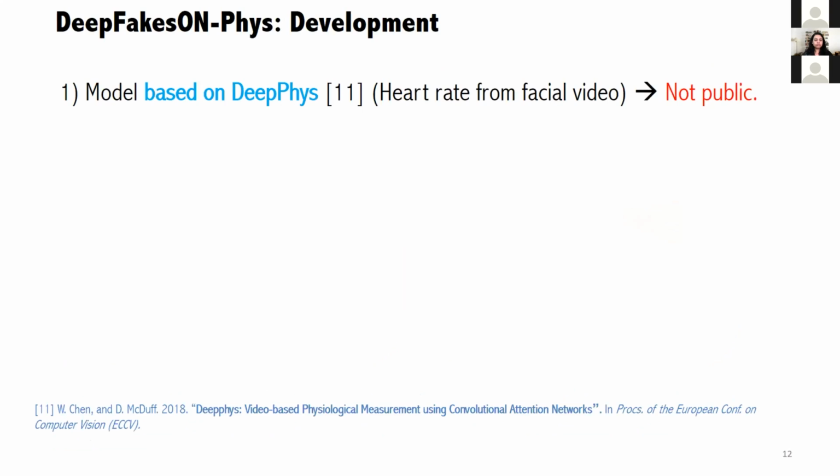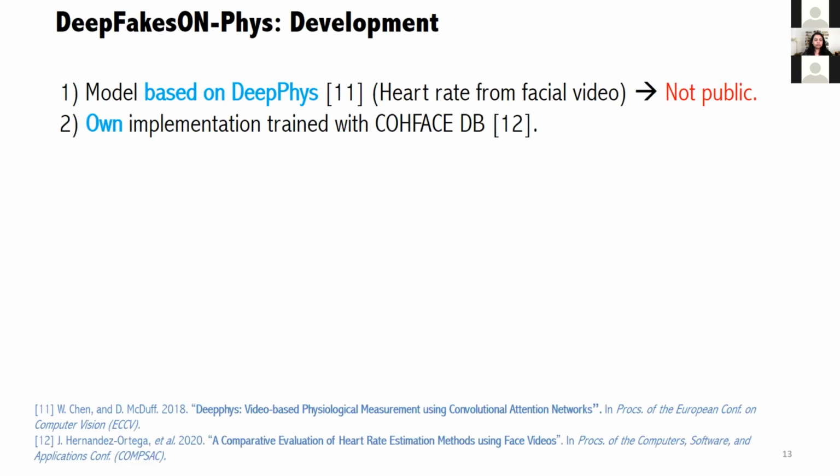Well, as I have said previously, DeepFakesON-Phys is based on the DeepPhys architecture, that is a deep learning model trained for heart rate estimation from face videos based on rPPG. However, the DeepPhys model is not publicly available, so we decided to initialize the weights of DeepFakesON-Phys with the weights from another model based on DeepPhys, also pre-trained for heart rate estimation, that were presented in our own paper for heart rate estimation. And we trained it with a public database that is the COFACE database. So we take the weights from this own implementation of DeepPhys, and we initialize the weights of DeepFakesON-Phys.